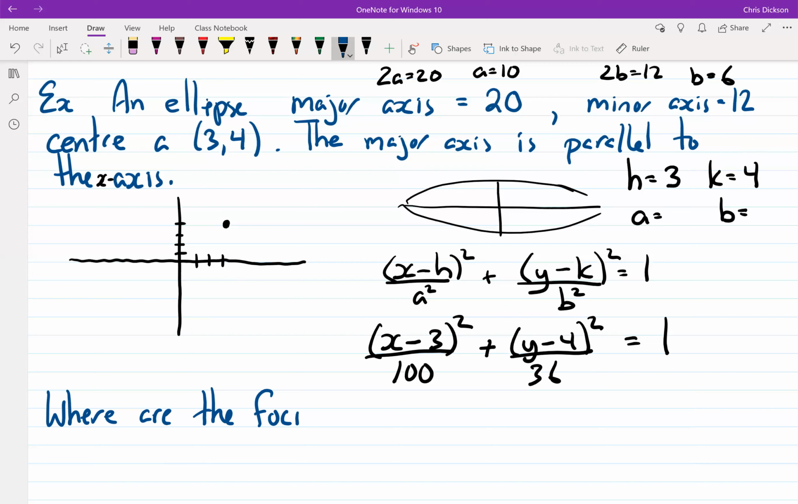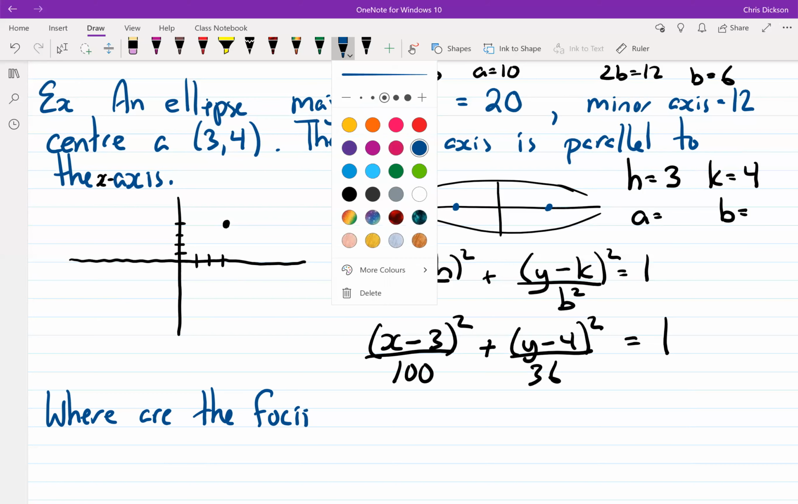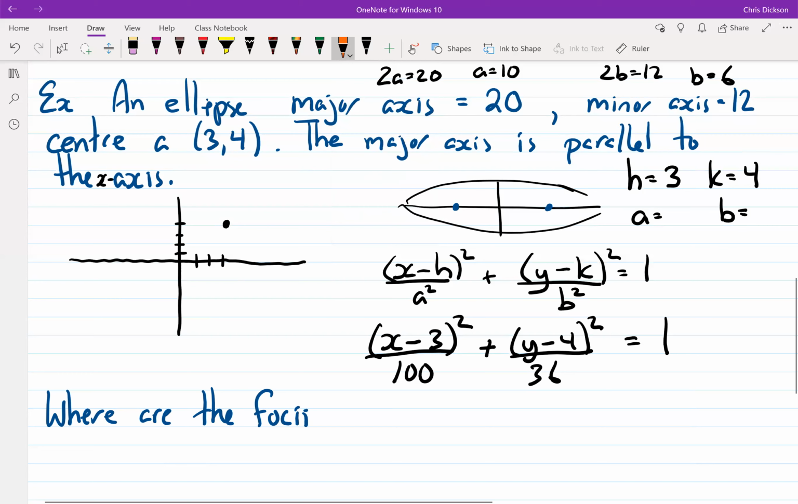Well, the foci always have to be on the major axis. So they have to be somewhere here and somewhere over here. So if we drew this ellipse, we could say the minor axis is 12. So I'm going to go 1, 2, 3, 4, 5, 6 up there, and then 6 down here. And then I have to go 10 out either way, 1 to 10 and then 1 to 10.